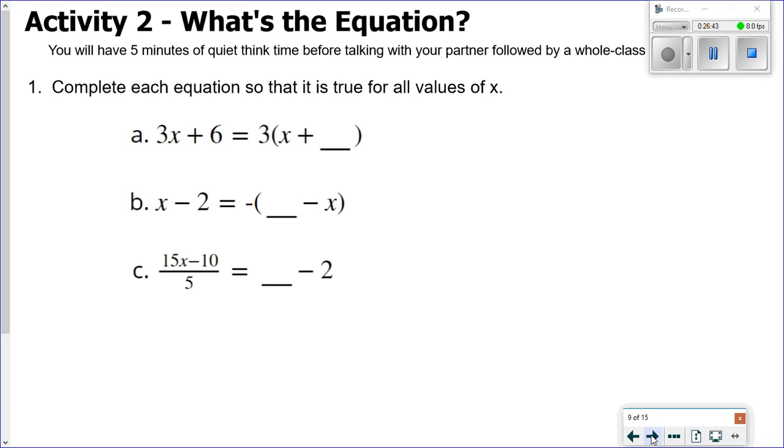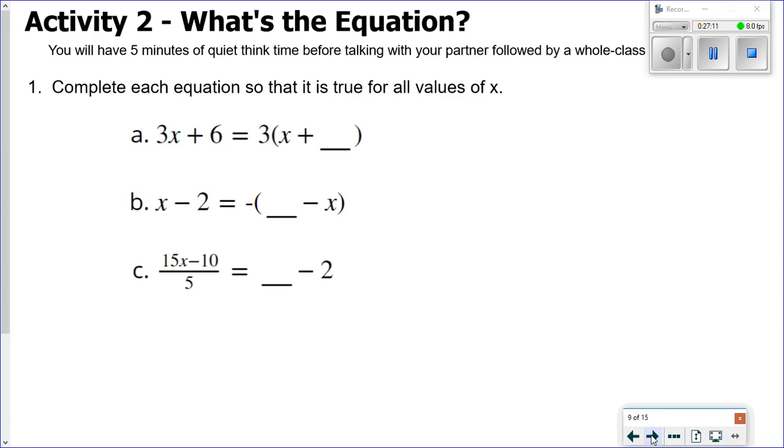So in this activity, they're asking us to complete each equation so that it is true for all values of x. So we want to think about that whole left side being equivalent to the right side, making all values true. Please pause the video and attempt these 3 examples on your own first, and then resume and check them with mine.